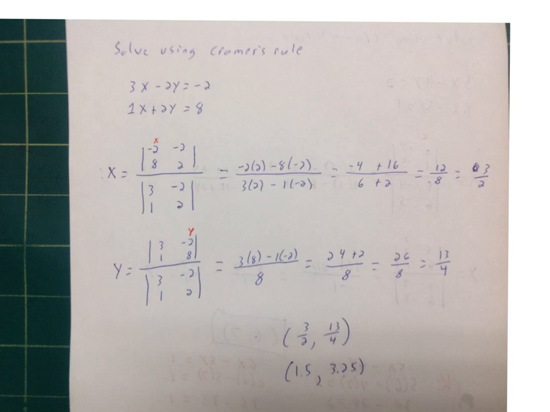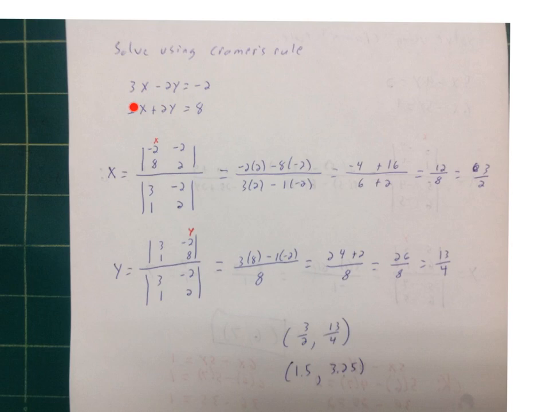Well, I saw your question. You made up this system yourself and you want to solve it using Cramer's rule. Okay, so you want to find x and y using Cramer's rule. You got 3x minus 2y equals -2 and 1x plus 2y equals 8.